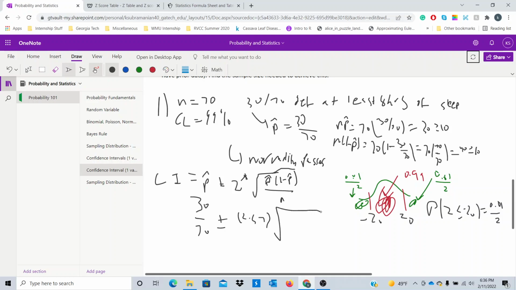Then we can take the standard deviation of the sampling distribution of proportions by plugging in p hat. So this square root term is going to become 30 over 70, times 1 minus 30 over 70, divided by our sample size of 70. Now all we have to do is punch this into the calculator, and that should give us the confidence interval that best approximates the true proportion of teenagers who get at least 8 hours of sleep. I'm going to take a moment to punch this into the calculator. You should follow along as well.